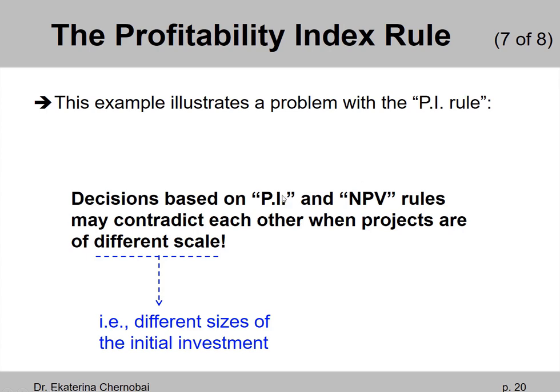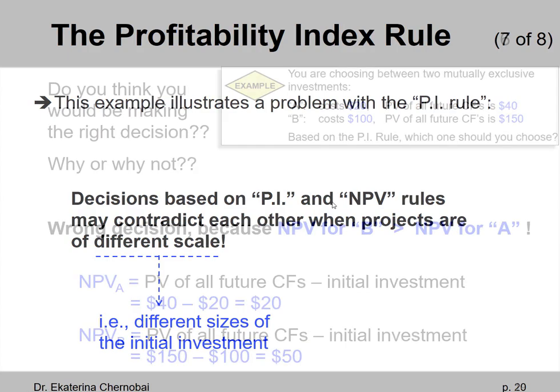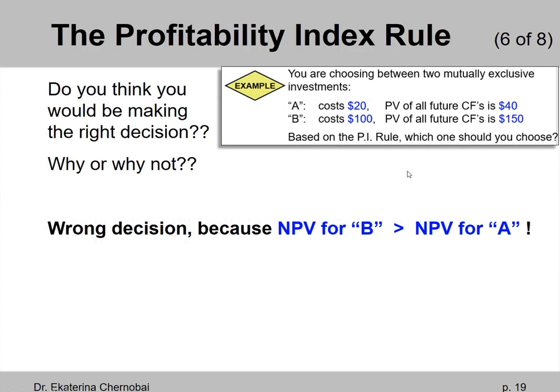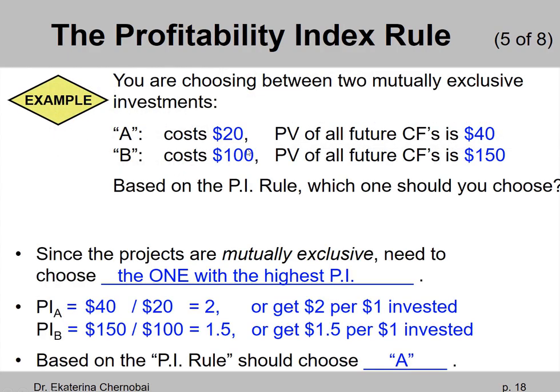The two approaches may agree with each other, but they would disagree when the two projects we are choosing between are of different scale. And different scale refers to different sizes of the initial investment, right? So if you go back to our problem, then you may notice that project B is 5 times larger than project A. It requires us to invest 5 times more money than into project A.